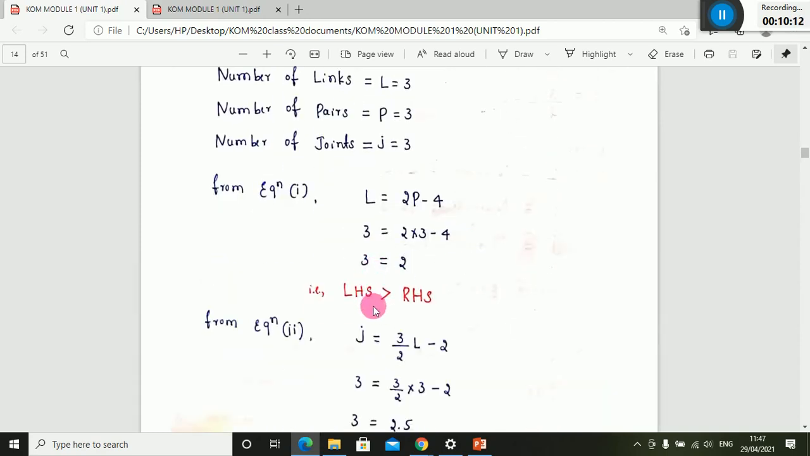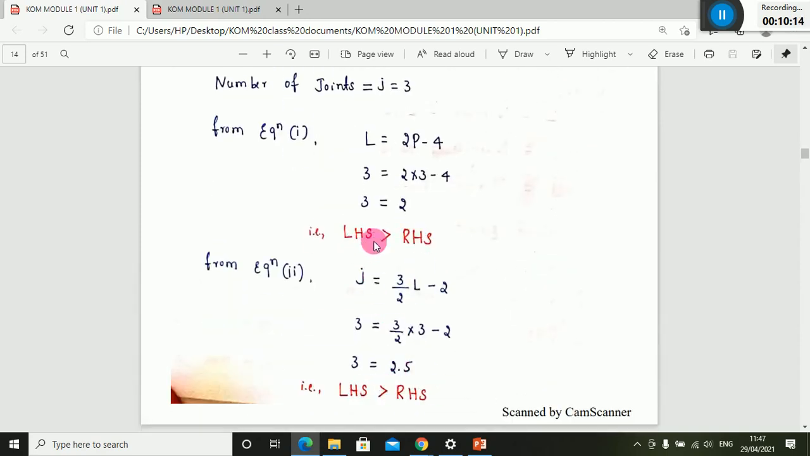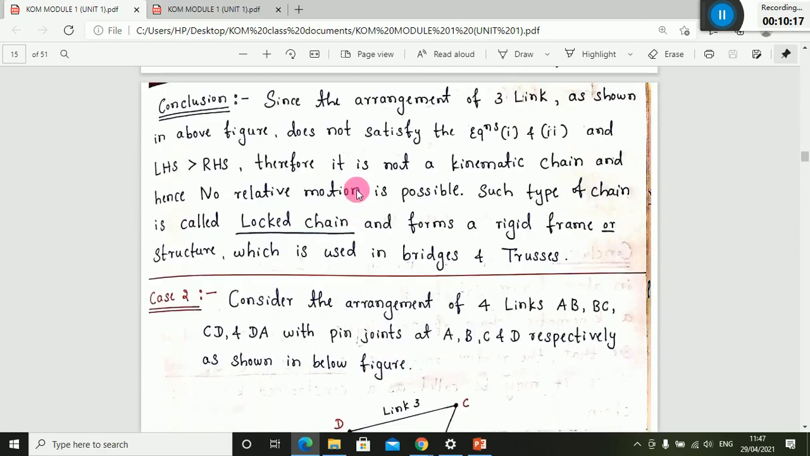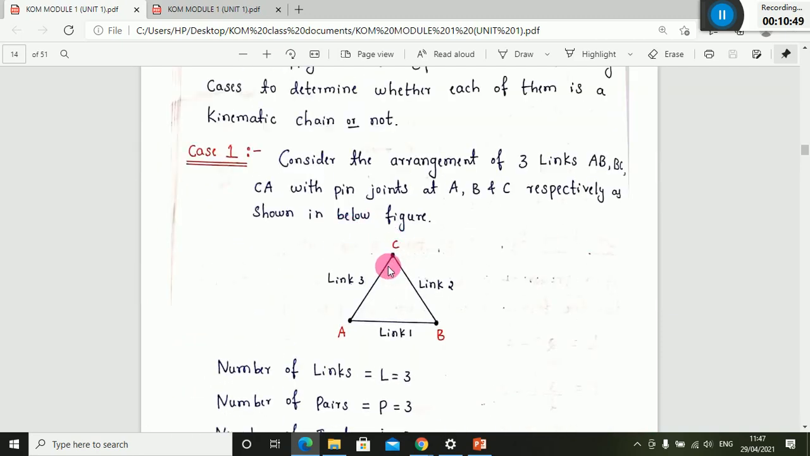The conditions are the same: LHS is greater than RHS in both conditions. So write down the conclusion. Since the arrangement of three links as shown in the above figure does not satisfy equations 1 and 2, and LHS is greater than RHS, it is not a kinematic chain, and hence no relative motion is possible. Such a chain is called a locked chain. This kind of locked chain is used in bridges or trusses, in construction, as a stiffener or supporting member.